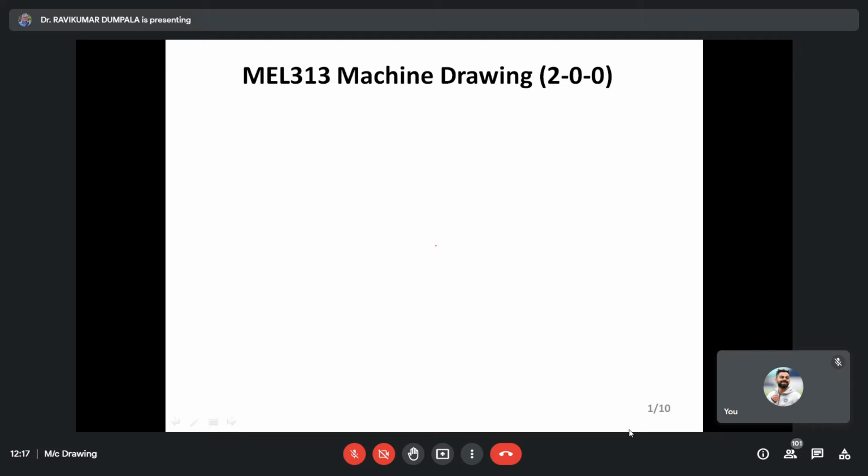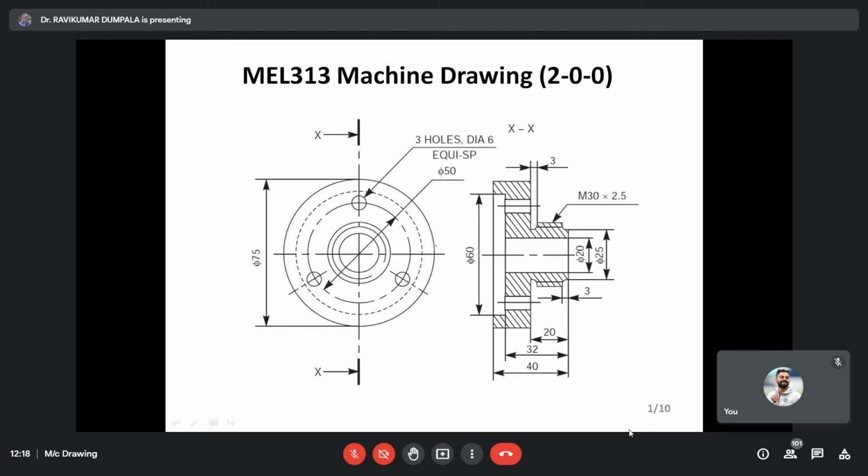Machine drawing is more about the components, the actual assembly, or when you're designing some component, you have to convert it into a drawing so that it can be manufactured. So that is machine drawing. What you see here, I think now you're able to see this on the screen.